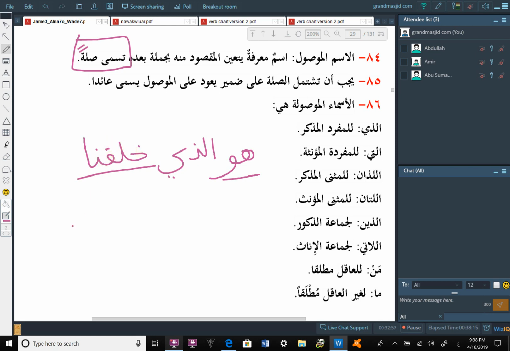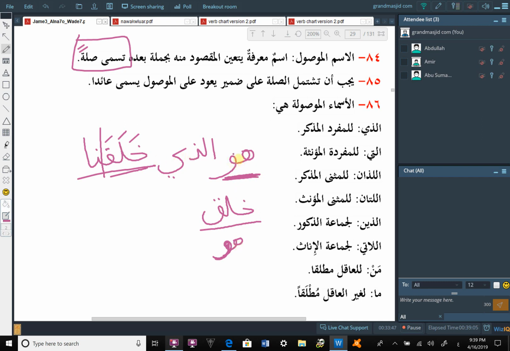Where is our damir in khalaqana? We have two of them, actually. We have a fi'l, and alif. Khalaqa. Whenever we have a fi'l, we must have a fa'il. Who is the one who created? It's mustatir, taqdiruhu huwa. It's hidden here. The damir in khalaqa is hidden in the verb khalaqa. Taqdiruhu huwa. And we see that it goes back and refers to huwa.